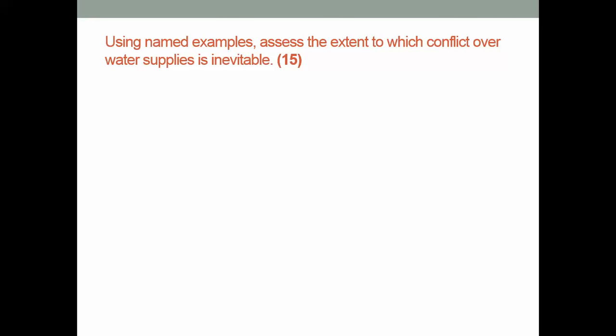You have a number of different examples which you can use to develop this answer. First thing to do, in your introduction, is define conflict, define water supplies, and also discuss what you understand by inevitability. Then move on to 3 paragraphs. What would I expect to read? I'd be expecting to read something about a water transfer project, possibly the Snowy Mountains, possibly Turkey to Israel, possibly the South to North project, or you can look at a number of those ideas over 2 paragraphs.